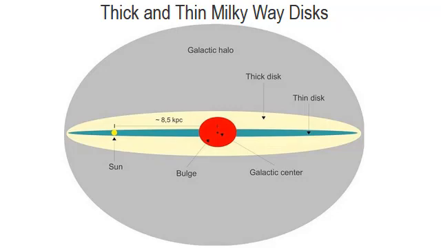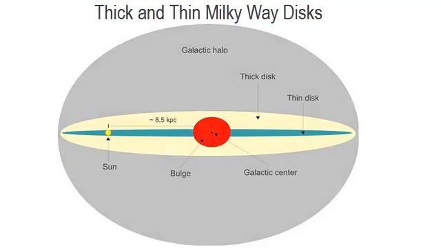Other stars are in the beige-colored thick disk. These stars surround our galaxy's center and its thin disk. There is also a galactic halo above and below the disks that contains clusters of a relatively small number of stars.